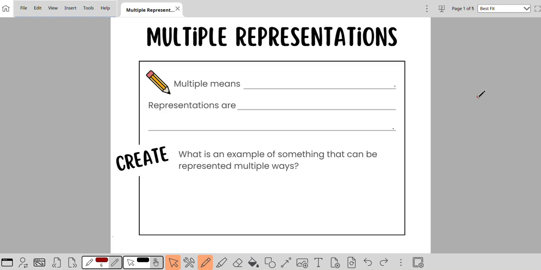Hello, everybody. Today we're going to be talking about multiple representation. I know, big fancy words, and you're going to know how to use them and what they mean very soon. Multiple means more than one. Okay? Let's say Susie has won multiple medals at the track meet. That means she won more than one. Representations are the ways that something can be shown.